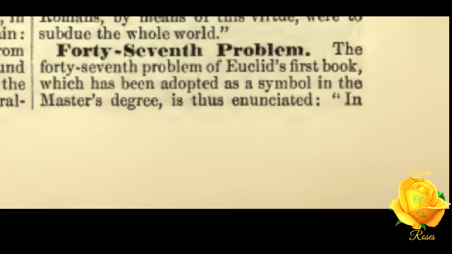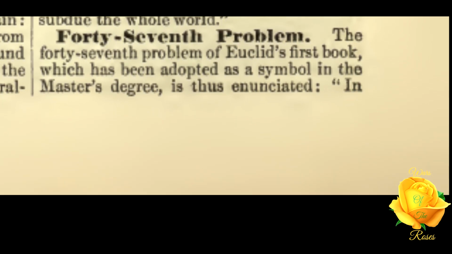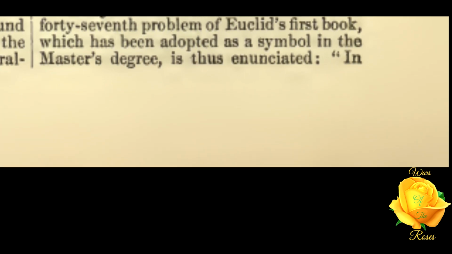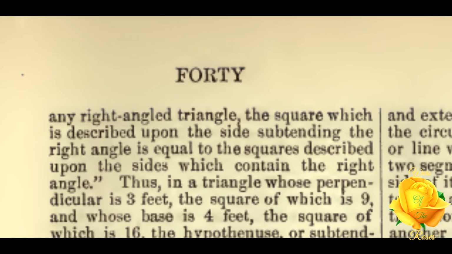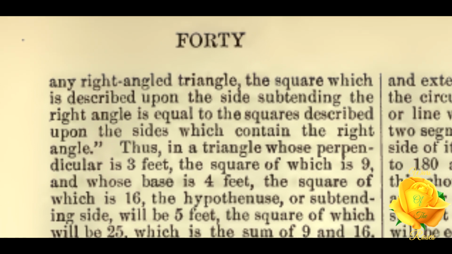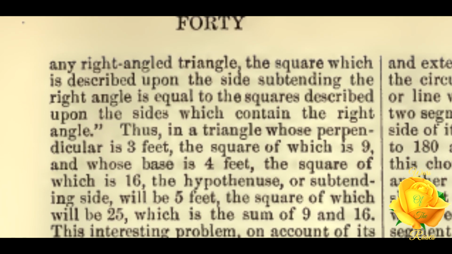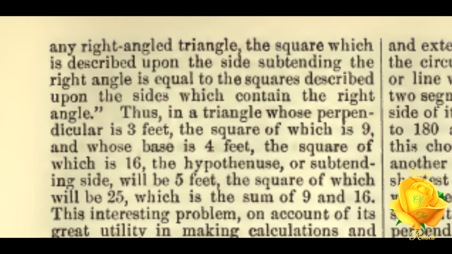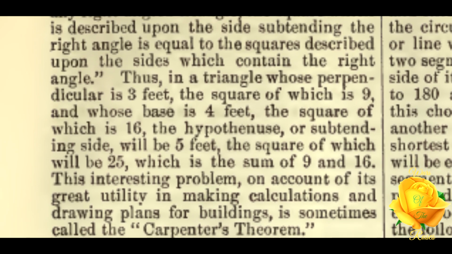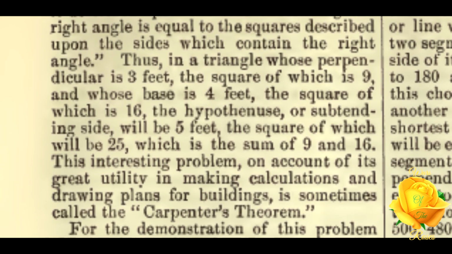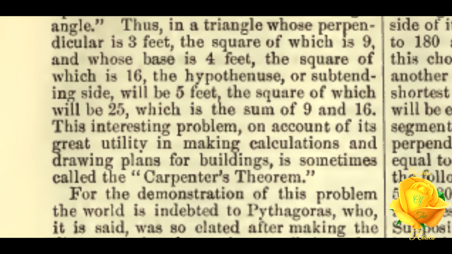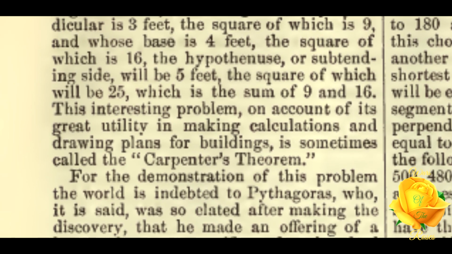47th Problem. The 47th problem of Euclid's first book, which has been adopted as a symbol in the master's degree, is thus enunciated. In any right-angled triangle, the square which is described upon the side subtending the right angle is equal to the squares described upon the sides which contain the right angle. Thus, in a triangle whose perpendicular is 3 feet, the square of which is 9, and whose base is 4 feet, the square of which is 16, the hypotenuse or subtending side will be 5 feet, the square of which will be 25, which is the sum of 9 and 16.